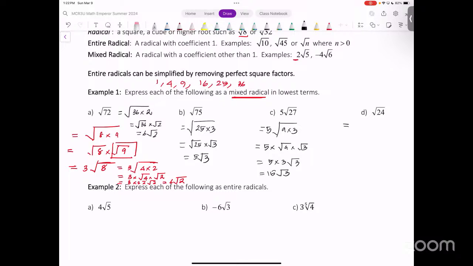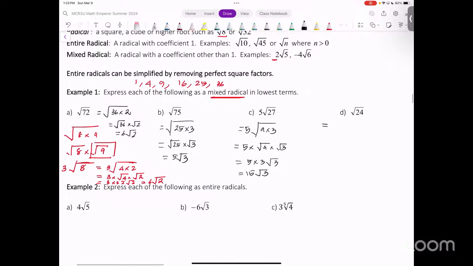All right. How would I split 24 so that one number might be a perfect square? Correct. 4 and what? 4 and 6. It's okay, you don't need to know the times table because you have a calculator. 4 times 6. Square root of 4 times square root of 6. 2 root 6.